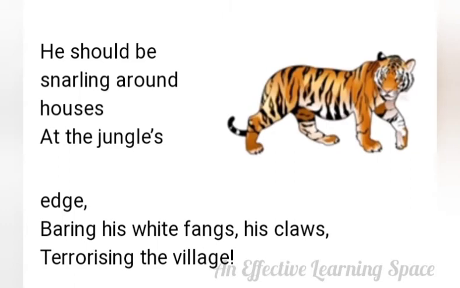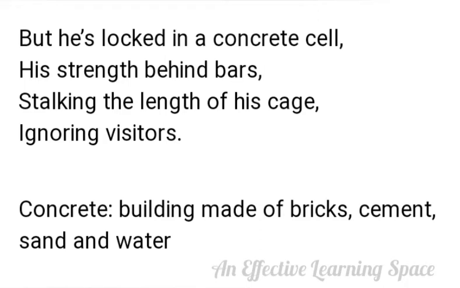So in this stanza, the poet says that if the tiger would have been free, he would have snarled around the houses located at the outskirts of the forest. He would terrorize or frighten the people with his sharp teeth and claws. This would create fear among the people living in the villages. Now we'll see the next stanza. But he is locked in a concrete cell, his strength behind bars, stalking the length of his cage, ignoring visitors.